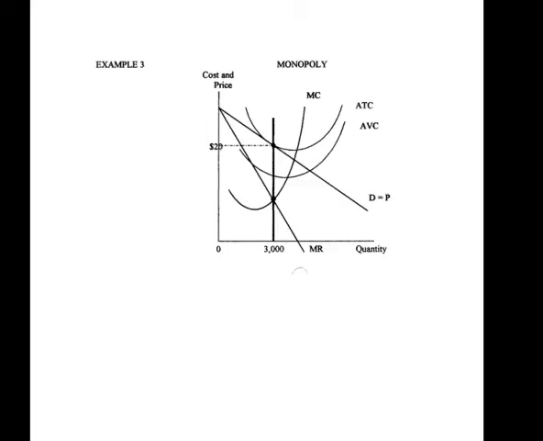So in this case, the total revenue would be 3,000 times $20, so that would be 60,000. The total cost, well, that would be 3,000 times $20. Again, that would be 60,000.